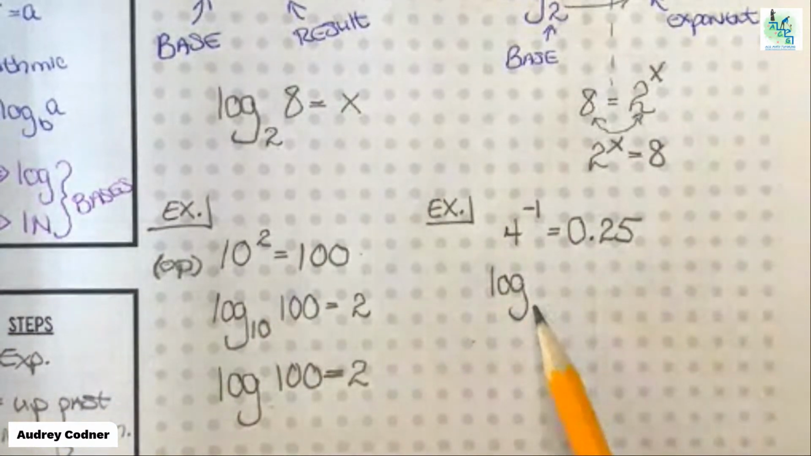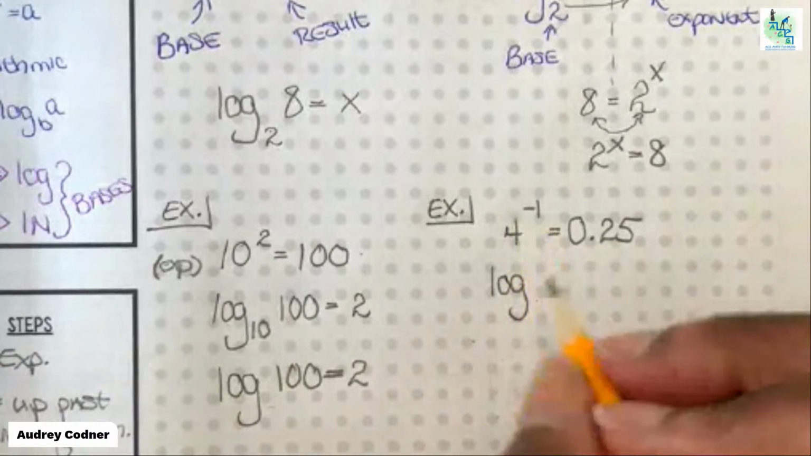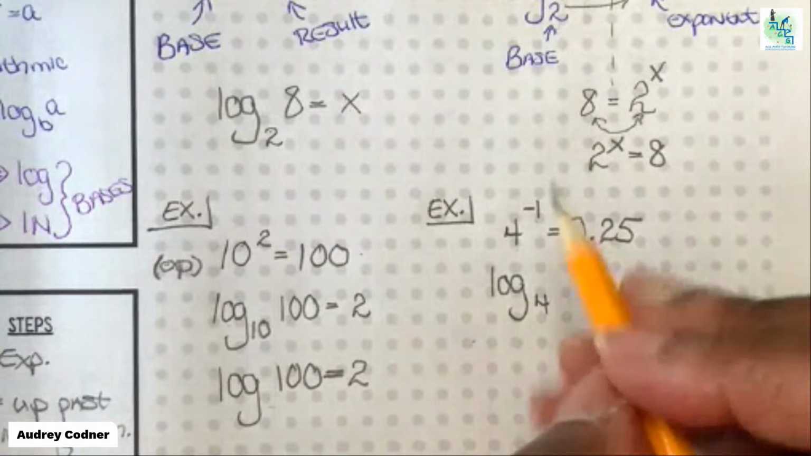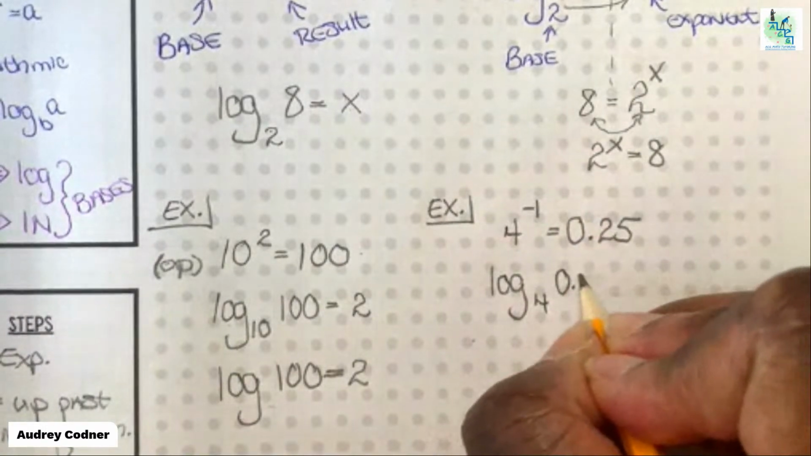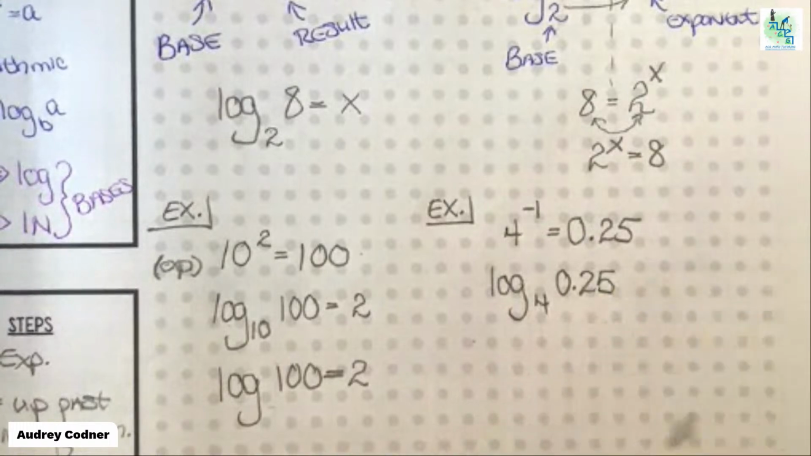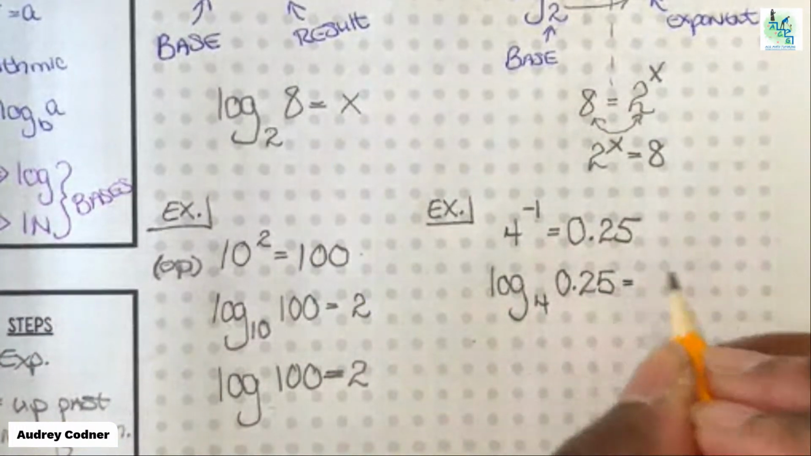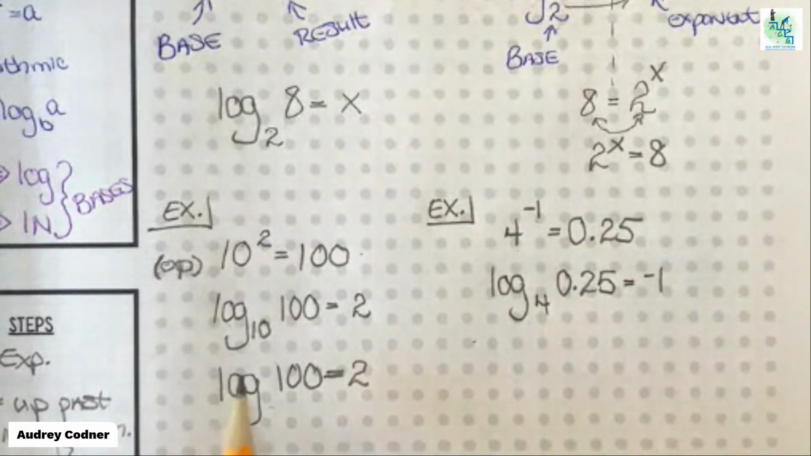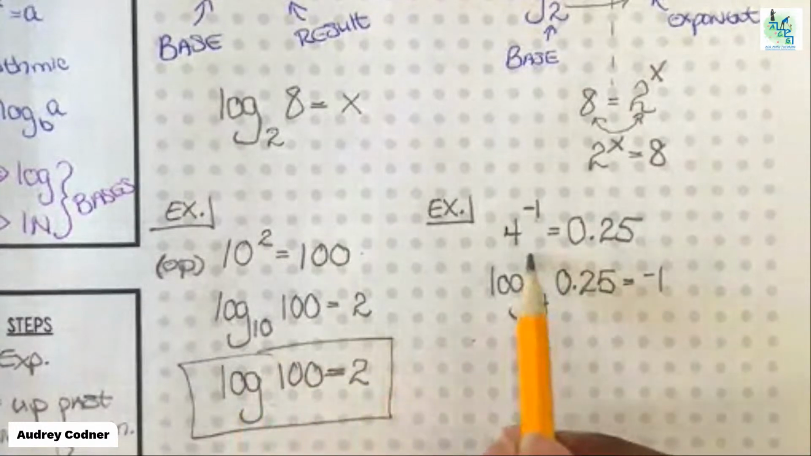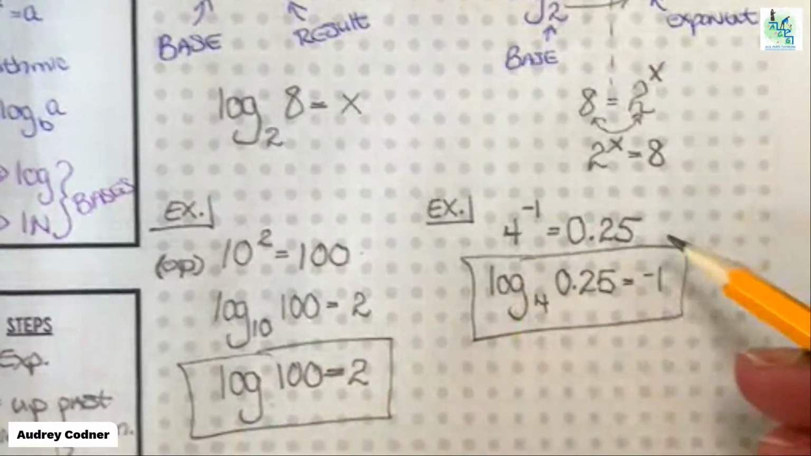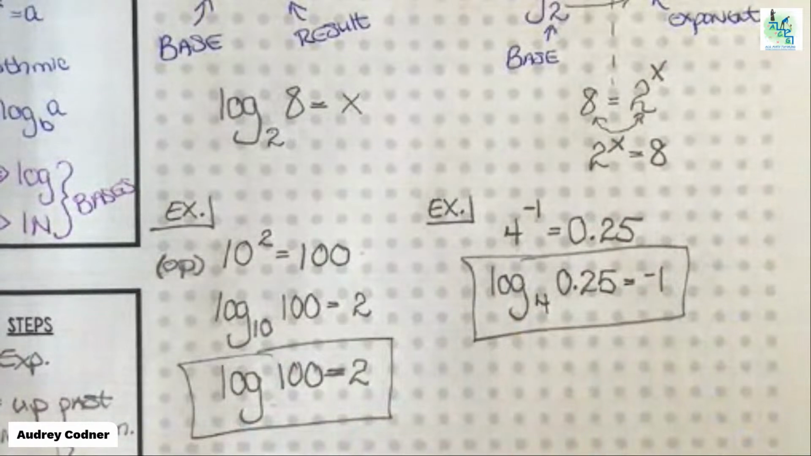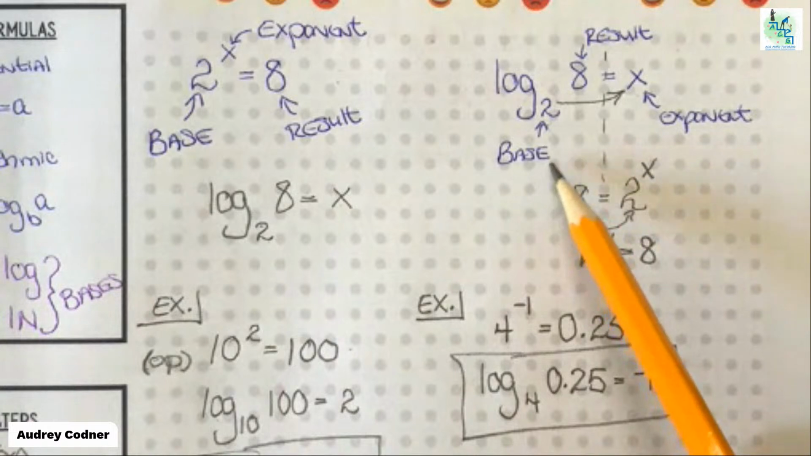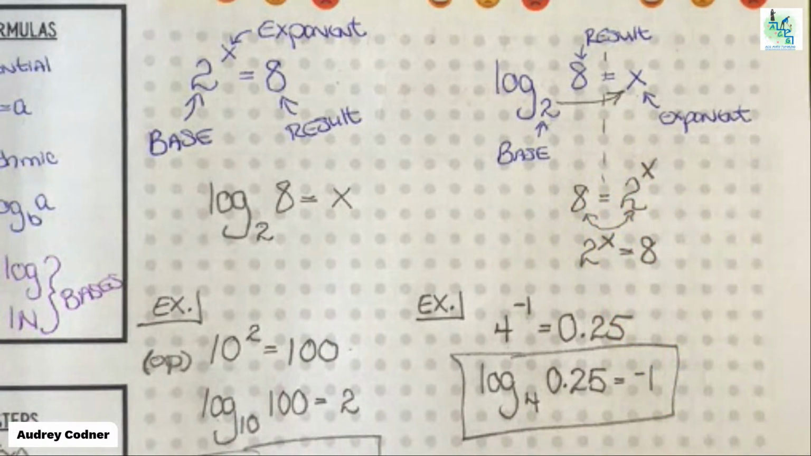Now I'm going to my base. My base is 4. Then I have my result. My result is 25 hundredths. And it's going to equal my exponent, which is negative 1. Okay? So these are going to be your results. That's how you go from exponential to log. You follow that same pattern that we have labeled here. Here's your base, here's your result, here's your exponent.